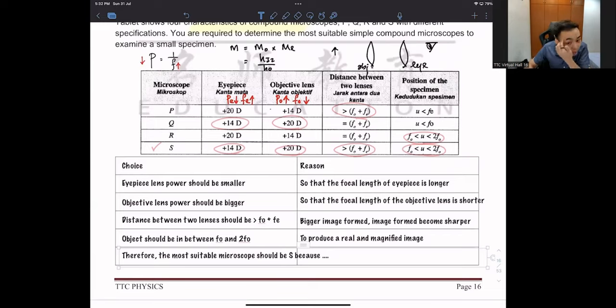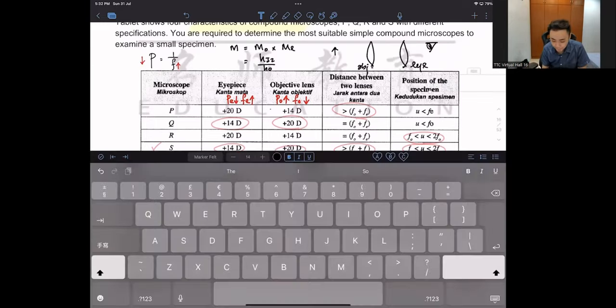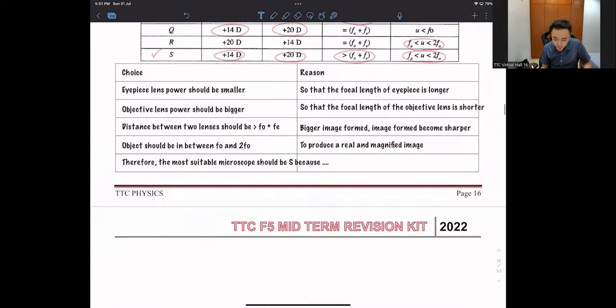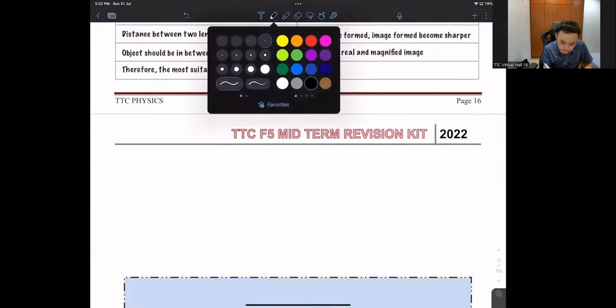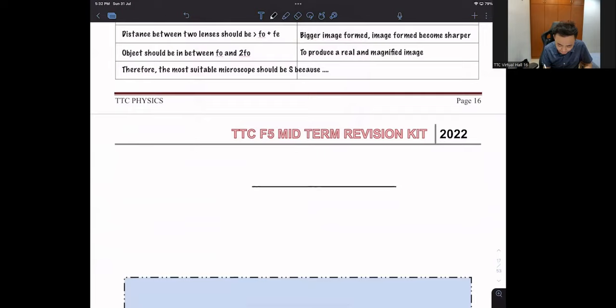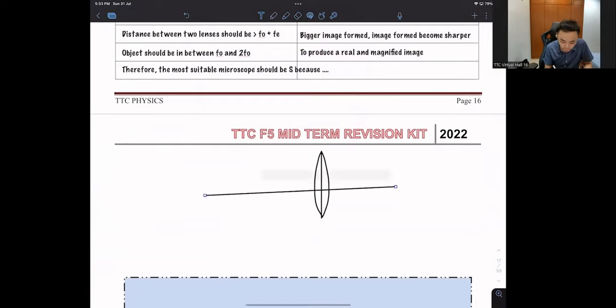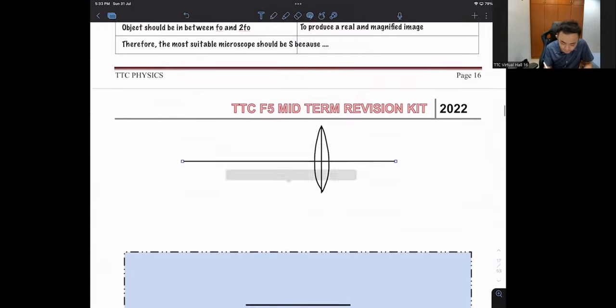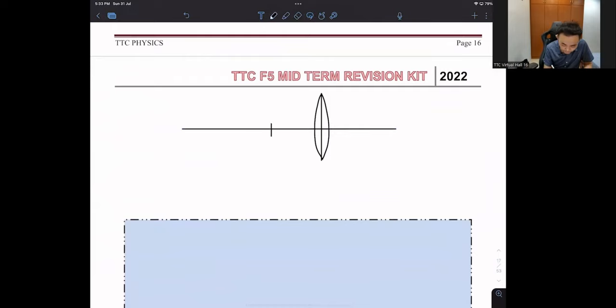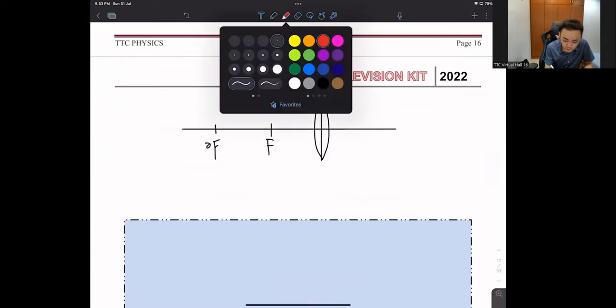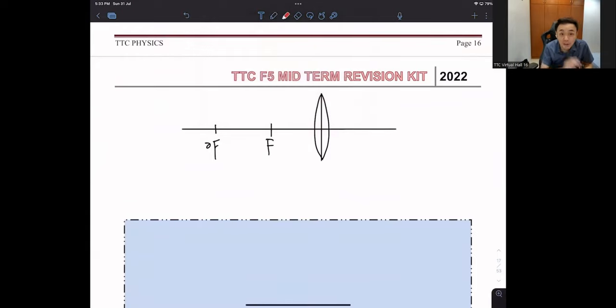About the position of the specimen, now I can show you quickly. You can look here. So the idea is like that. Let's say we talk about one lens only. You can write this out also. It's a very simple shortcut for you. Whenever you have a convex lens, you've got the focal point F, and then you've got 2F here. So actually, you can use these two points to remember all your characteristics.